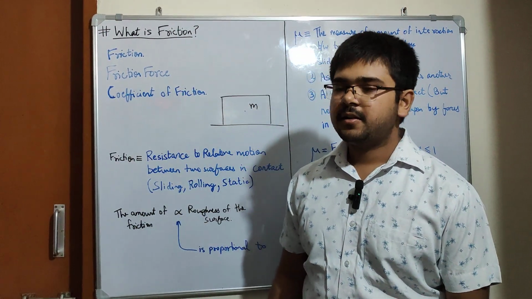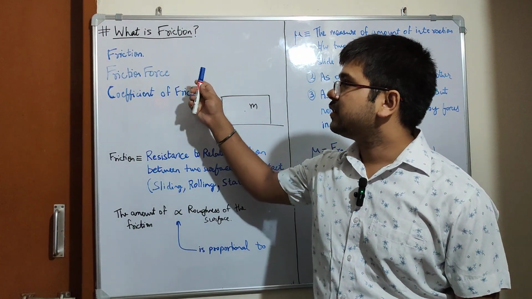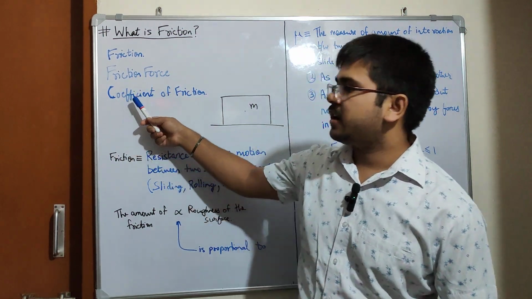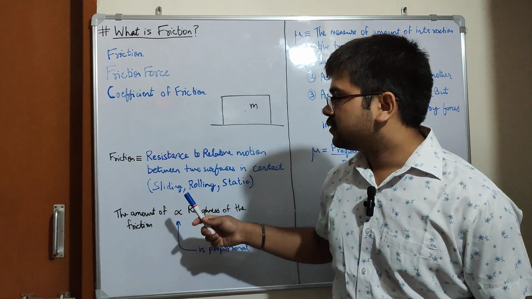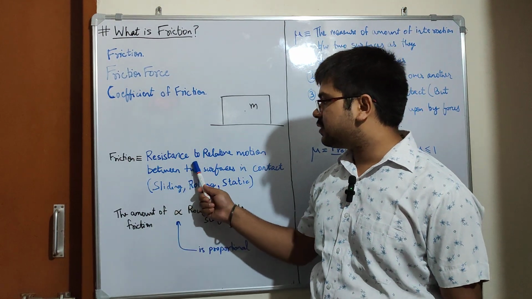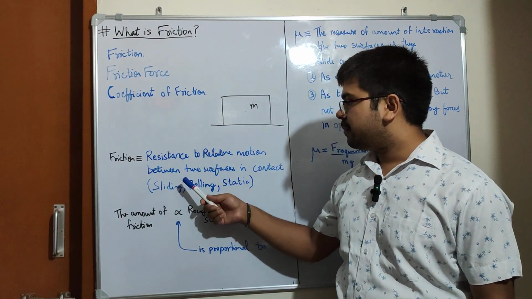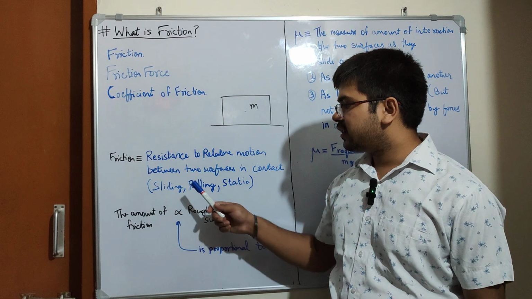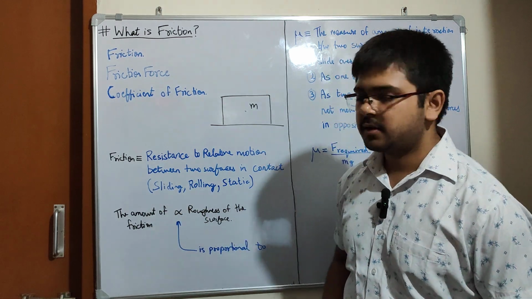Today we will be studying what is friction. So we will be covering friction, friction forces, and coefficient of friction. So what's the definition of friction? Friction is the resistance to relative motion between two surfaces in contact. That is sliding, rolling, and static.